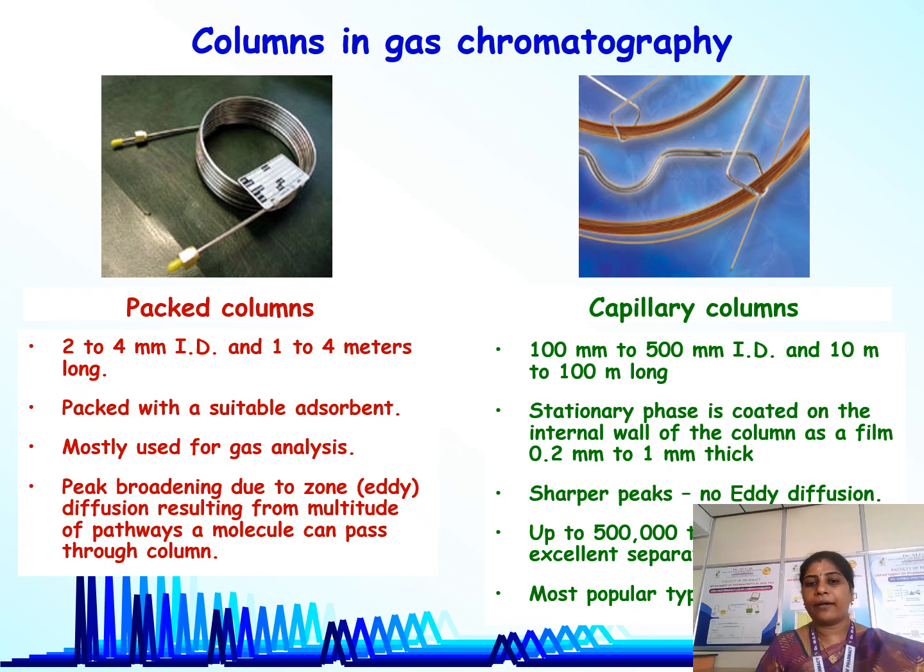In a capillary column, the internal diameter is 100 to 500 micrometer and the length is 10 to 100 meter. Stationary phase is usually coated on the internal wall of the column as a film of 0.2 to 1 micrometer thickness. Sharper peaks, as no eddy diffusion occurs. This is the most popular type of column, used everywhere.